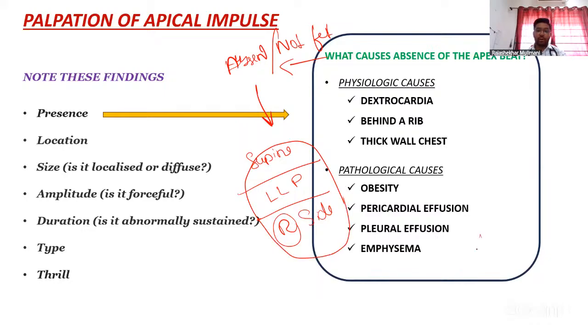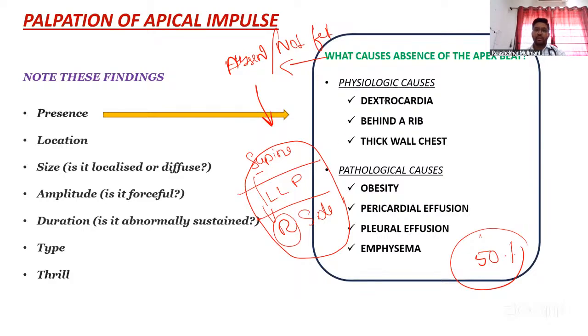Remember, in 50% of normal individuals, the apical impulse is not felt. But to say the apical impulse is not felt, you need to check in all these three positions. If you check only in the supine position, without testing the site of the apical impulse in the left lateral position, and say it is not present, then there is a problem.